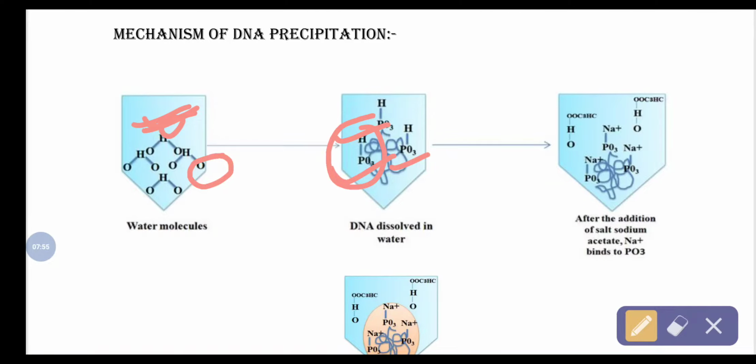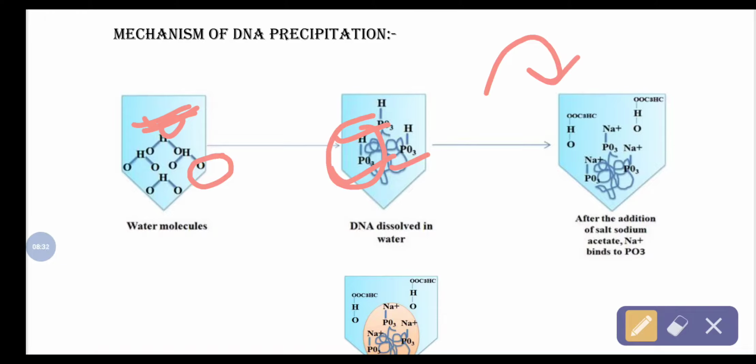Okay, now what happens when we do the precipitation procedure? What we actually do is add some salt to this solution. So what is the purpose of the salt here? Suppose we are using sodium chloride or sodium acetate. When it reaches the solution, it will break into its ionic forms, right? The salt will break up into a positive ion and a negative ion. The positive sodium ion will be there and the negative acetate ion will be there.